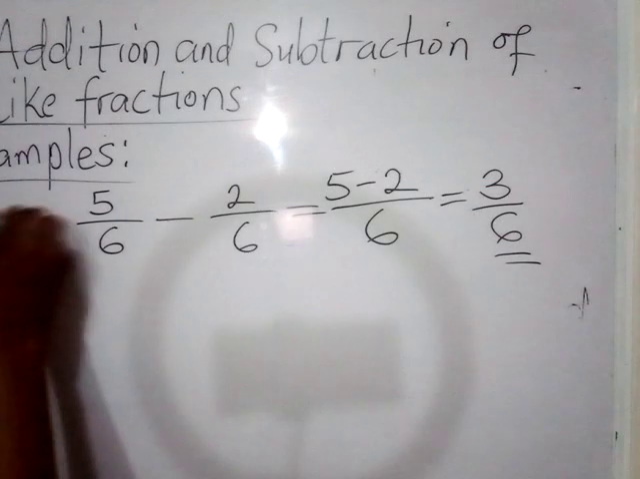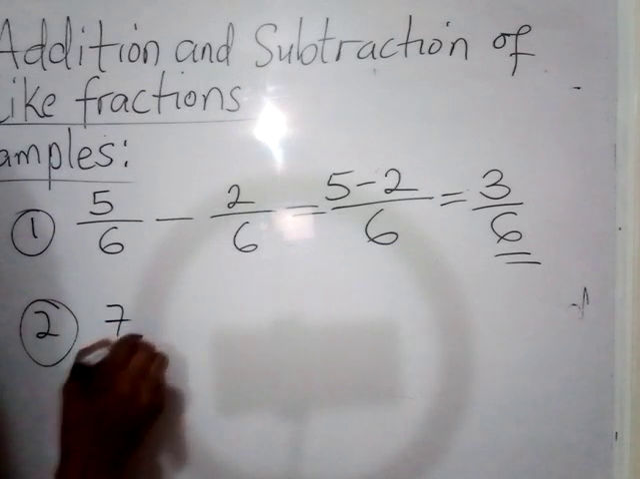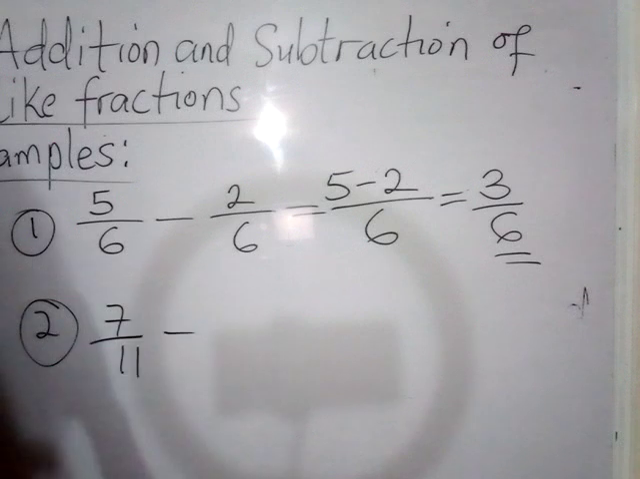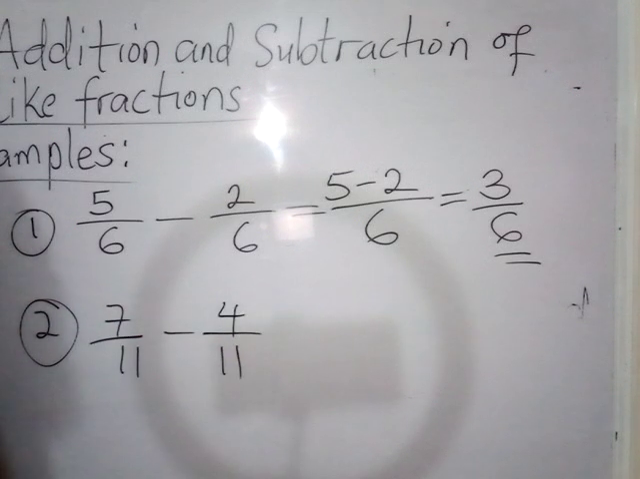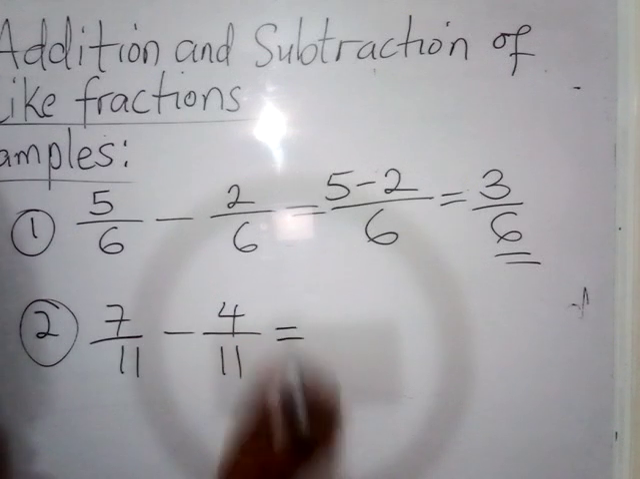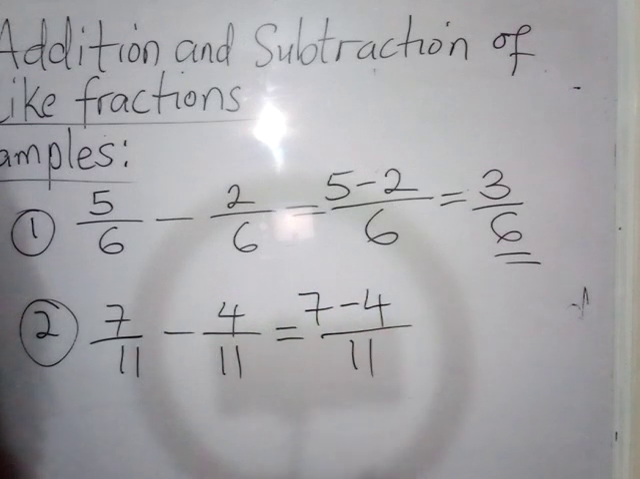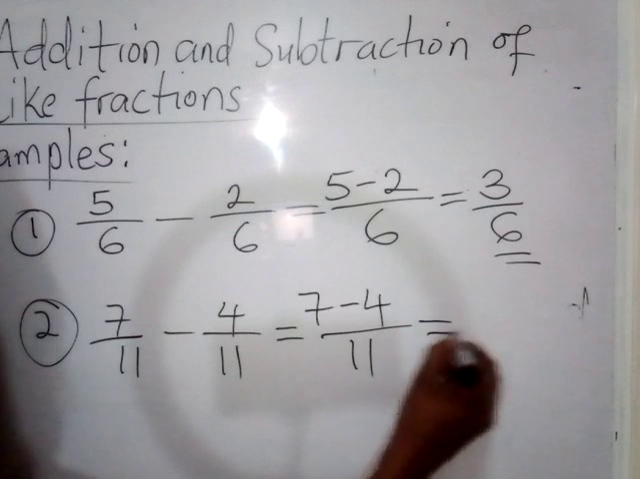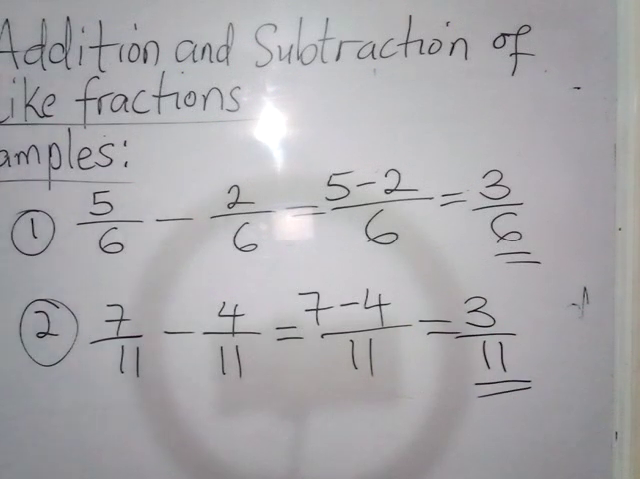So let's take this as example 1, and then an example 2, maybe 7 over 11 minus 4 out of 11, 7 11ths minus 4 11ths. So again, we subtract only the numerators and retain the denominator. 7 minus 4 is 3, and that is our answer, 3 11ths, or 3 portions out of 11 total.